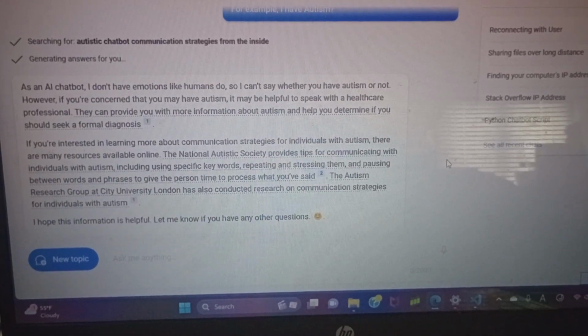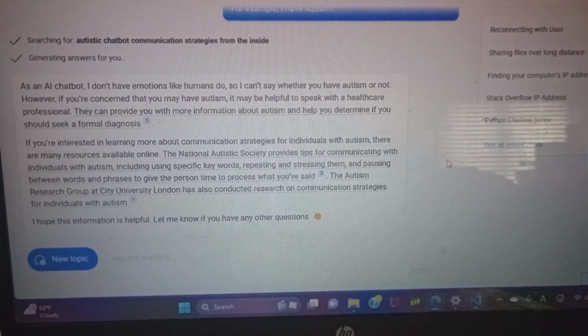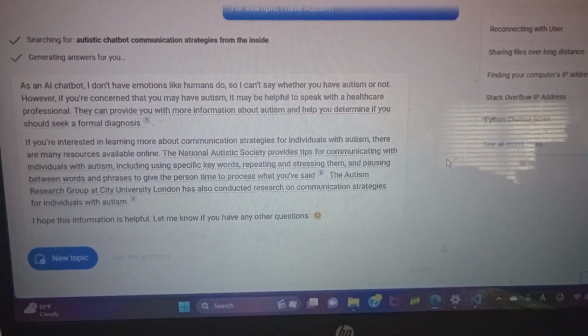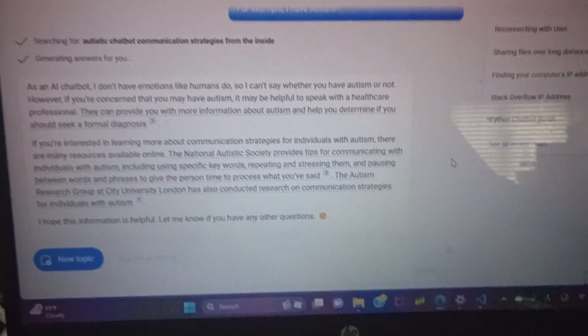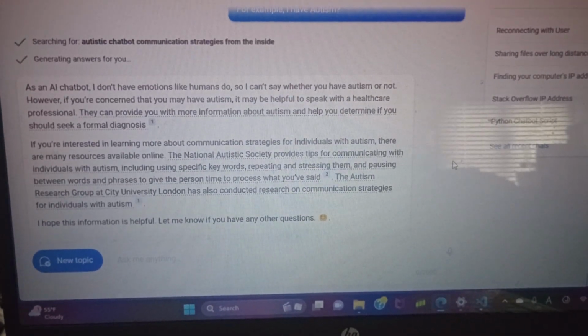As an AI chatbot, I do not have emotions like humans do. I can't say whether you have autism or not. However, if you are concerned that you may have autism, it may be helpful to speak with a healthcare professional. They can provide you with more information about autism and determine if you should seek a formal diagnosis.